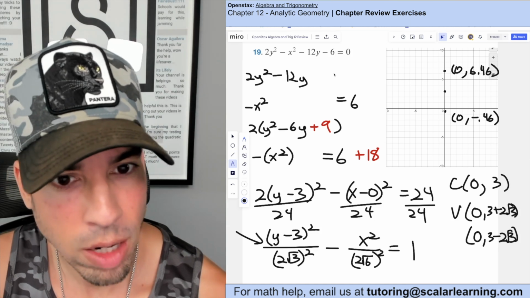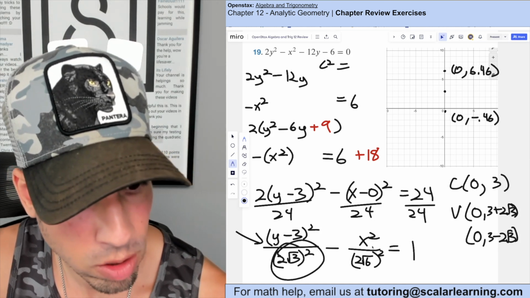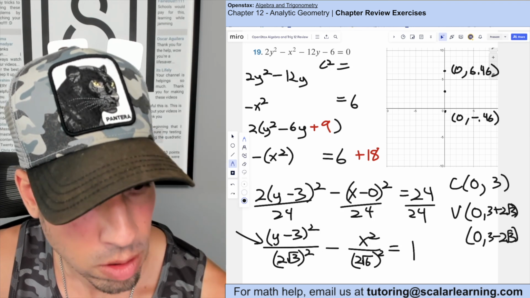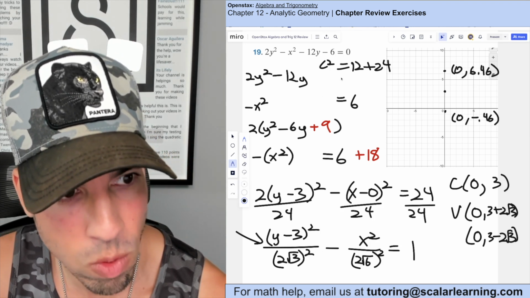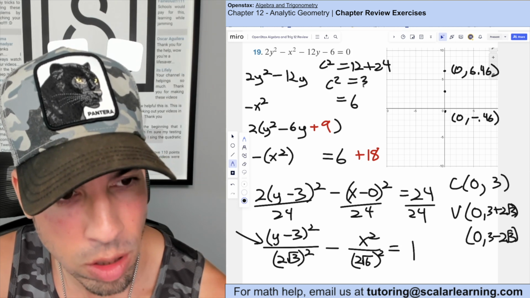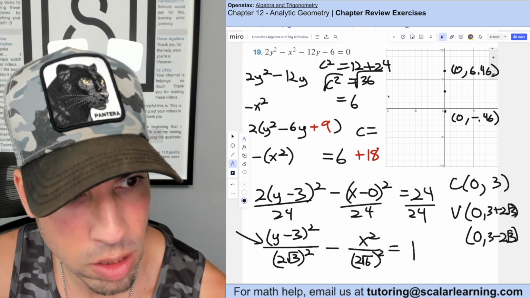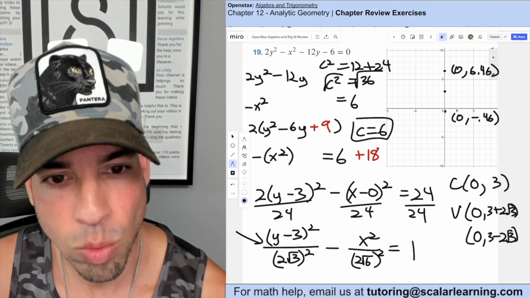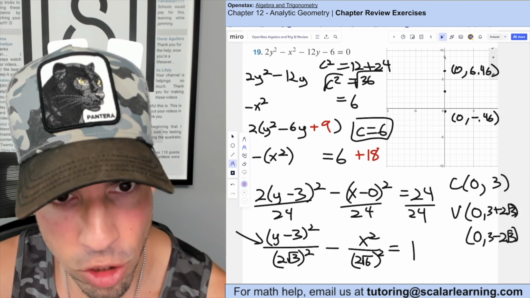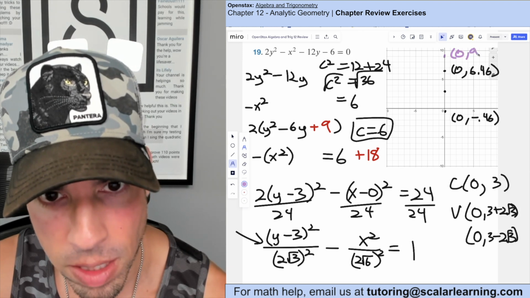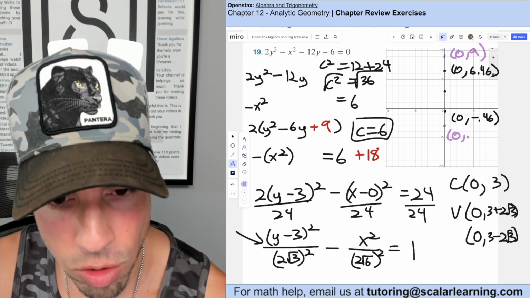And now to get the foci, we need c squared is equal to a squared plus b squared. And again, this one squared here is going to be 12. This one squared here is going to be 24. So c squared equals 36, which means c equals the square root of 36, which is 6. Okay, so what does that mean? That means I'm going up and down by 6 from the center. So if there's my center, here's one of my foci, it's 0, 9. Here's my other foci, down by 6 at 0, negative 3.